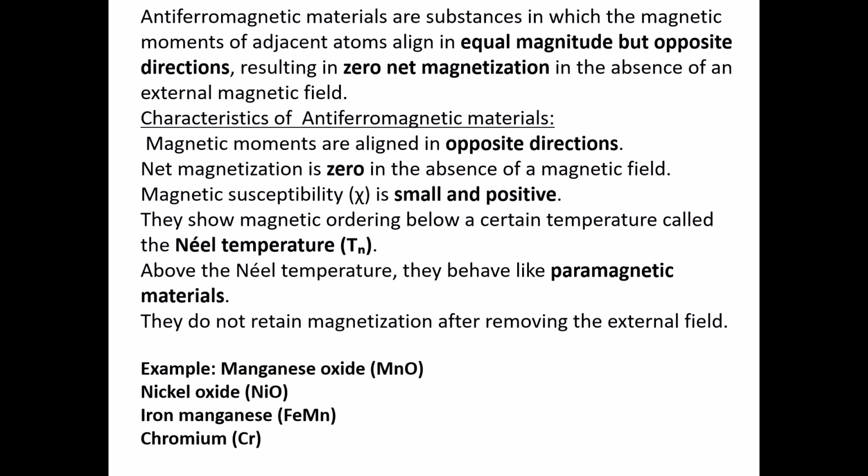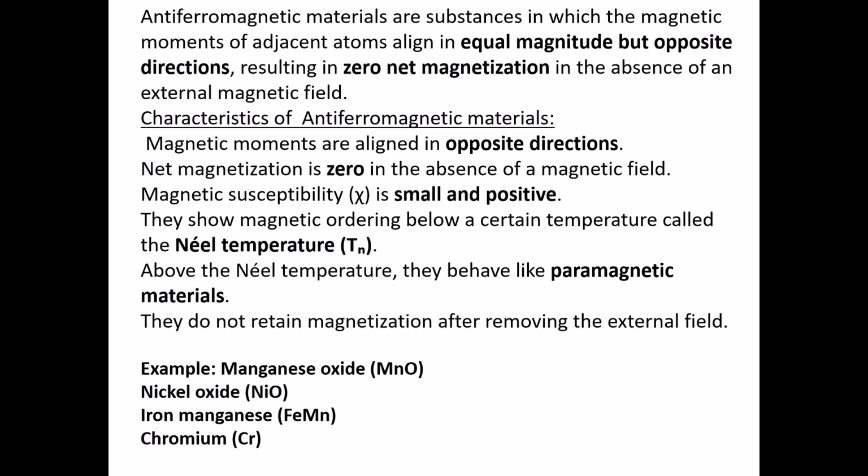Magnetic susceptibility chi is very small and positive. They show magnetic ordering below a certain temperature called the Neel temperature. Above the Neel temperature, they behave like a paramagnetic material. They do not retain magnetization after removing the external field. Examples: manganese oxide, nickel oxide, iron manganese, and chromium.